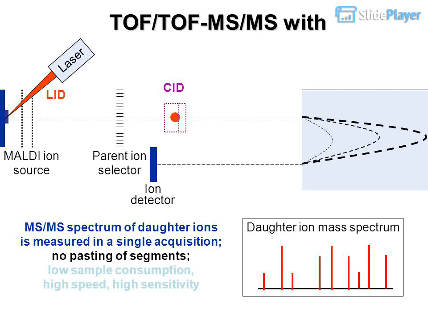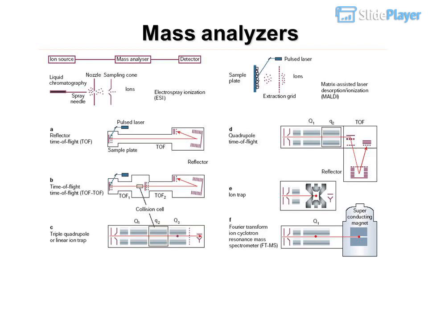Daughter ion mass spectrum. TOF/TOF MS/MS with laser, SID, and LID: ion source, parent ion selector, ion reflector, ion detector. The MS/MS spectrum of daughter ions is measured in a single acquisition, with no pasting of segments, low sample consumption, high speed, and high sensitivity. Mass analyzers.